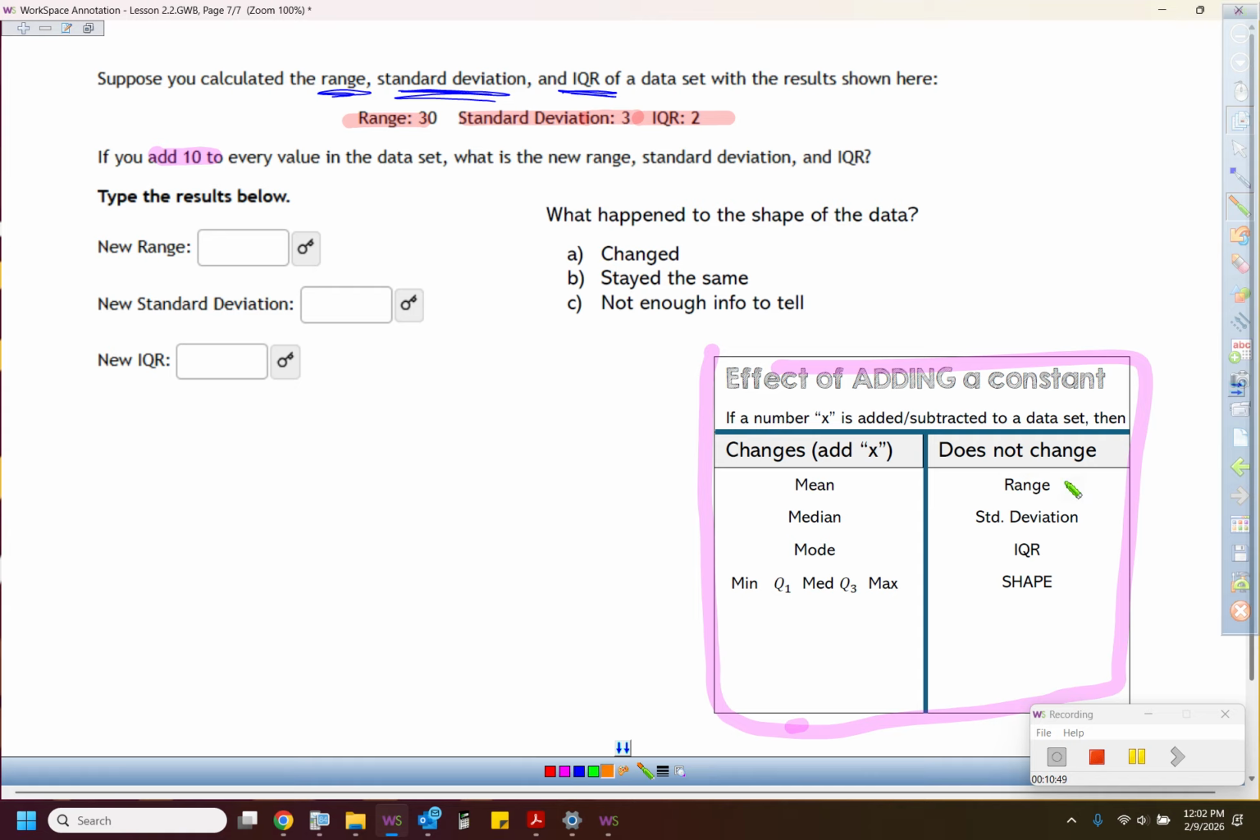Well, look at these bad boys. Range, standard deviation, interquartile range, they stay the same, right? They do not change. So 30, 3, and 2. But what happened to the shape of that bad boy? If they add 10, what should happen to the shape? Should it change, stay the same, or not enough info to tell? It should stay the same.